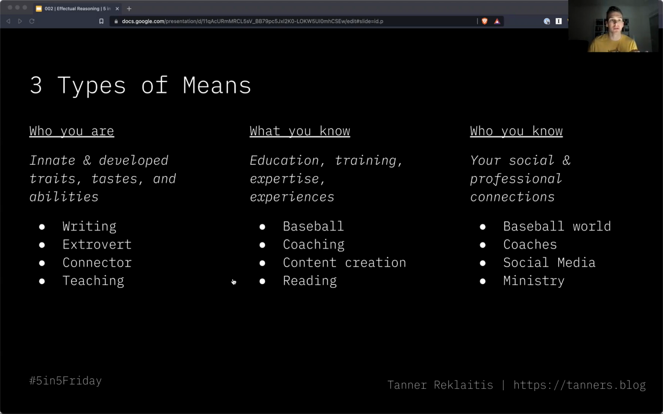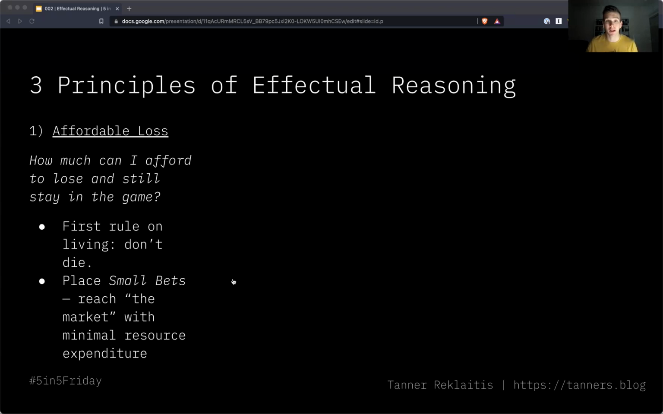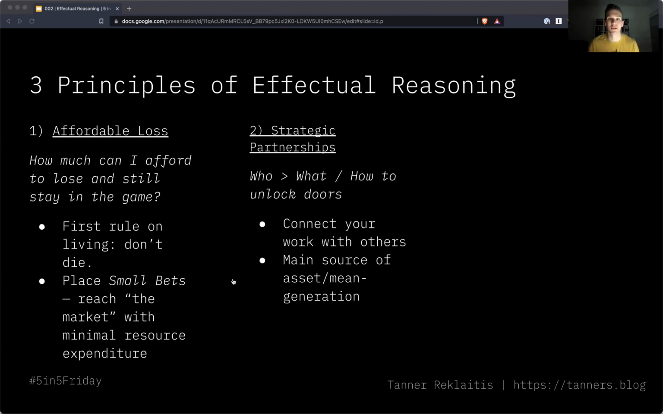And then there's 3 principles of effectual reasoning as well. First is the affordable loss principle. So staying in the game is super important. Not taking what Daniel Vassallo would call an imprudent risk, but you want to make sure that you're able to stay in the game by reaching the market with minimal resource expenditure. Don't invest all your money on your first venture. Make sure that you're getting to the market. You're able to get feedback without giving away and spending all of your resources.